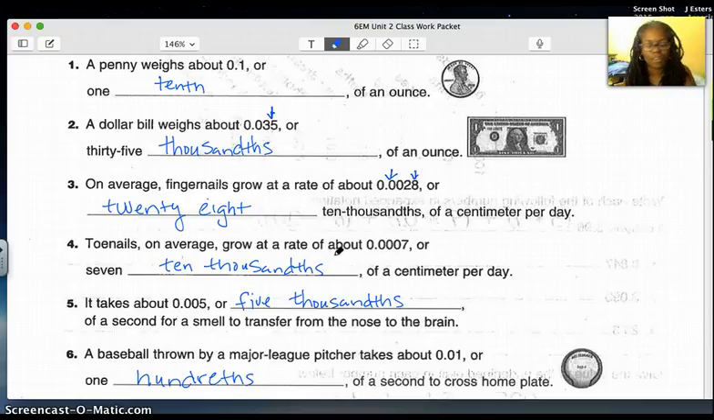Toenails, so awesome to talk about, on average grow at a rate of 7/10,000ths of a centimeter per day. It takes 0.005 or 5 thousandths of a second for smell to travel from the nose to the brain.